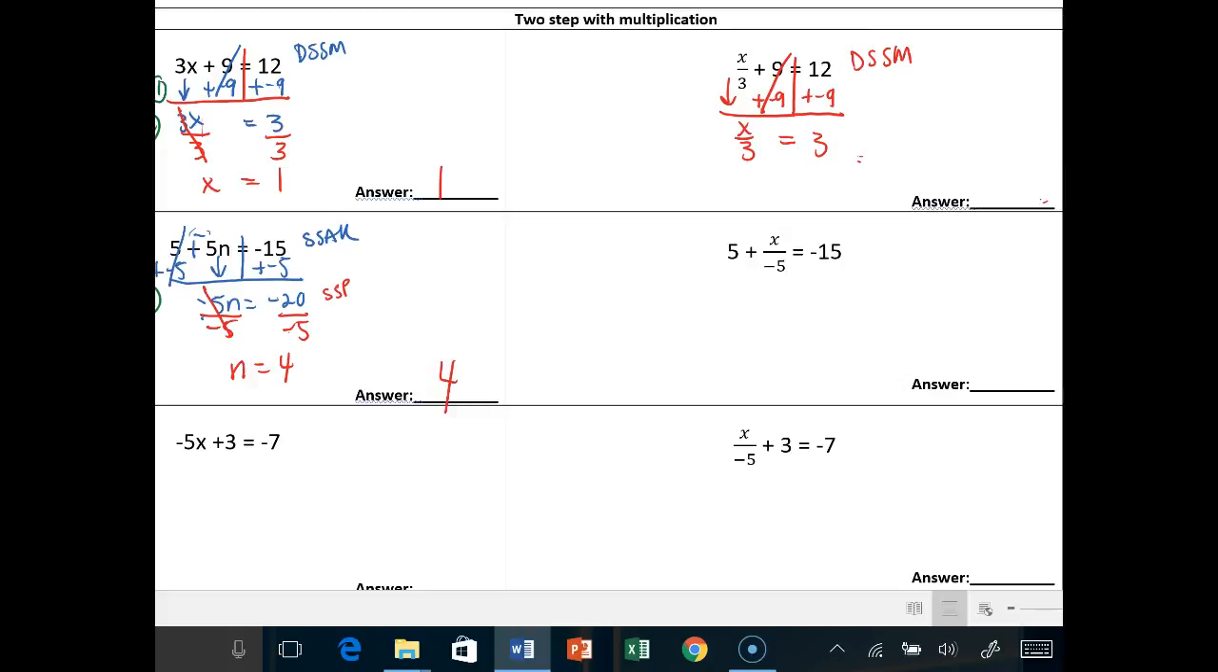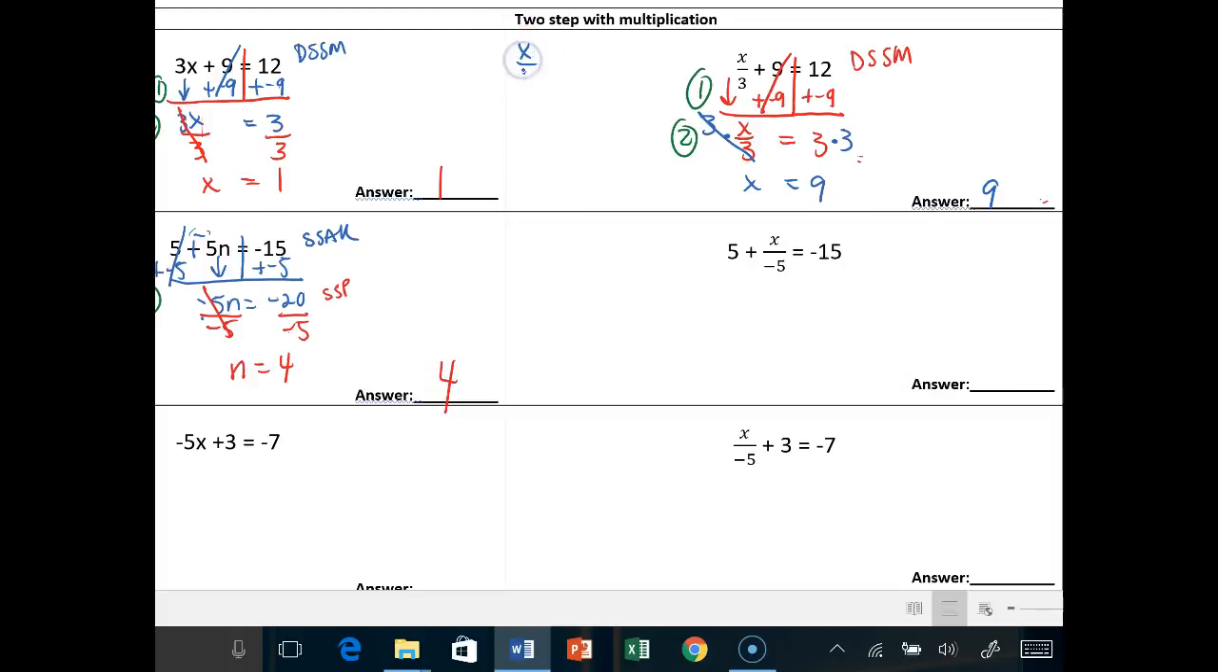So that's step 1. And then step 2 is, this time I see division. So because I see division, I'm going to actually multiply both sides by the denominator, which was 3. So 3, those cancel out because that's equal to 1. X is what's left, and then 3 times 3 is 9. So 9 is our answer.